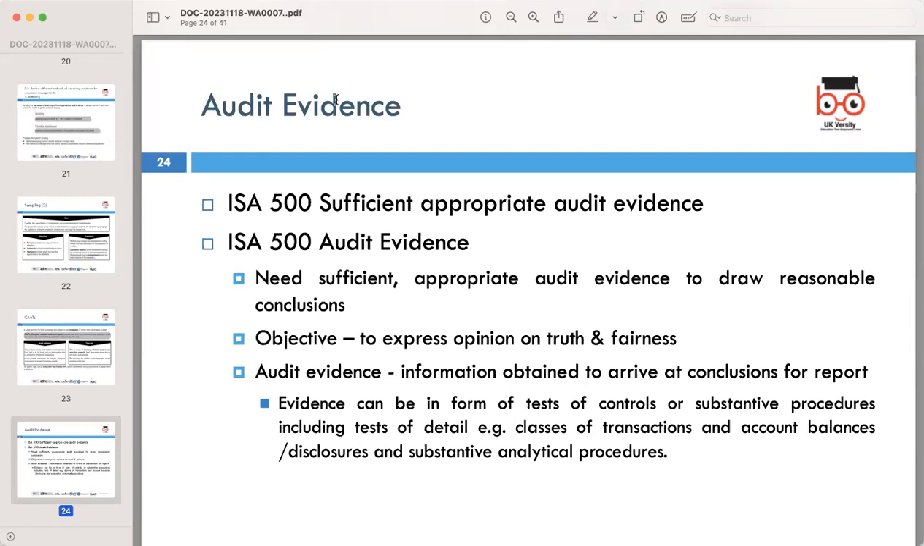So we also use something called substantive analytical procedures. This means we are using our brains to analyze the numbers and see if they make sense. So to sum it up, audit evidence is like the information we collect to solve the mystery of a company's financial records. We have two ways of doing it: checking the overall system, tests of control, and getting into the nitty-gritty details, substantive procedures.